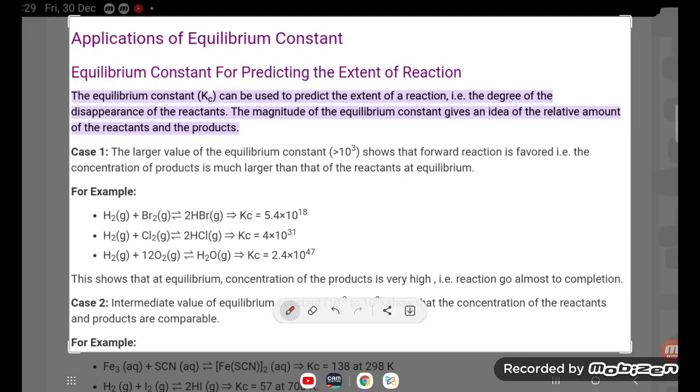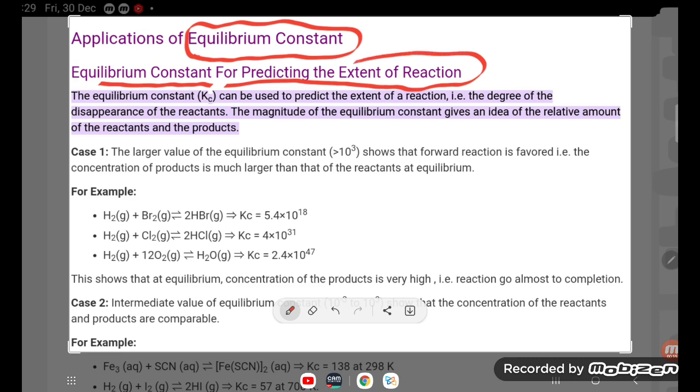Hello students, let's try to understand the application of the equilibrium constant. This is what the equilibrium constant is. So, the equilibrium constant is used for predicting the extent of reaction.